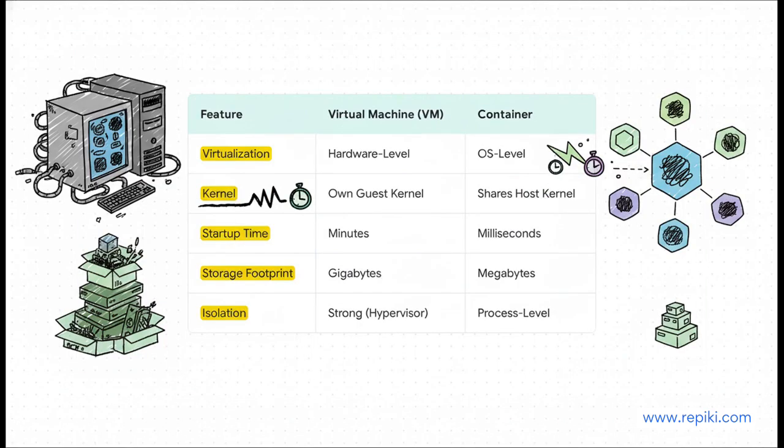And you can see on this slide just how big of a deal that difference is. A VM is doing hardware-level virtualization, running its own entire kernel. That's why it's so heavy and takes forever to start up. A container, though, is just sharing the host's kernel. It's basically just a souped-up, isolated process. And look at the results. Startup time goes from minutes down to milliseconds. The storage footprint shrinks from gigabytes to megabytes. I mean, that is a massive leap in efficiency.